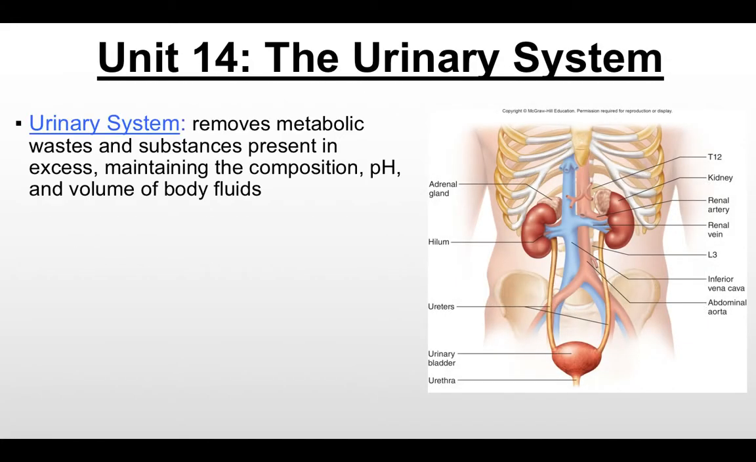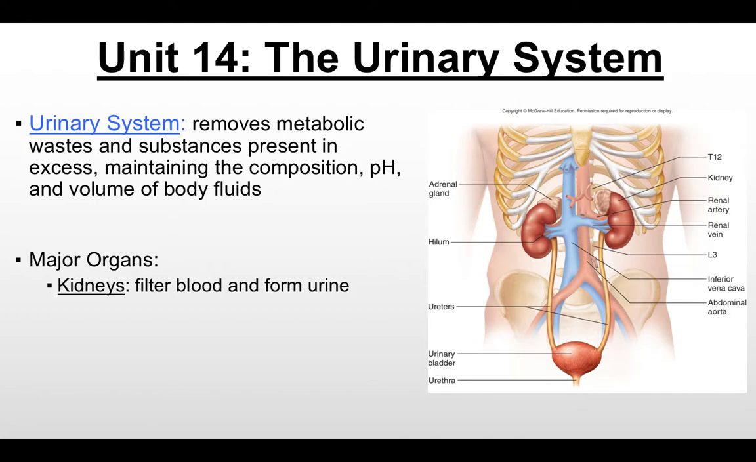So in the urinary system, what we're doing is we're trying to remove metabolic wastes and substances that you have too much of in the body in order to maintain a balance. It's a really homeostatic system. We're trying to keep your body fluids within a pH range, a composition range, and a volume range. There are only 4 major structures worth noting, and 2 of them are just connecting tubes.